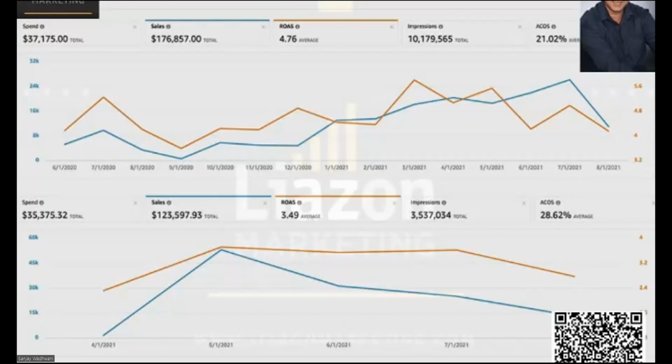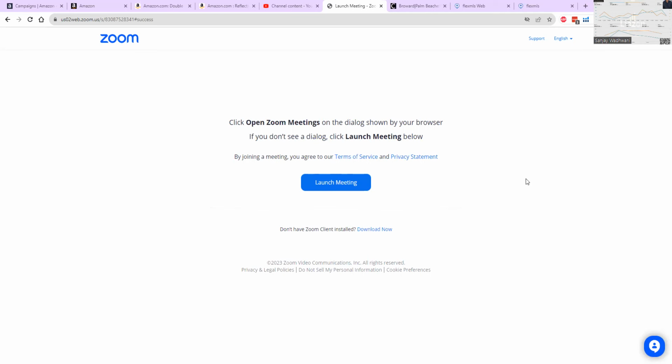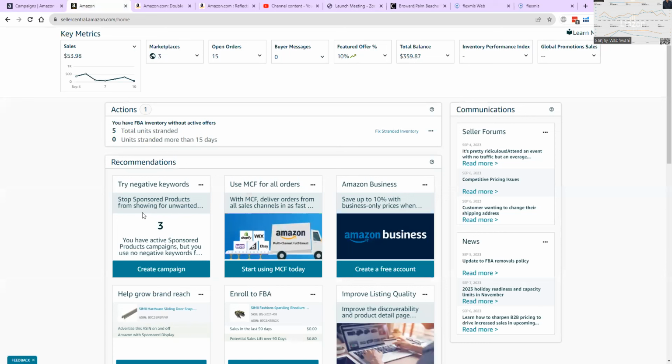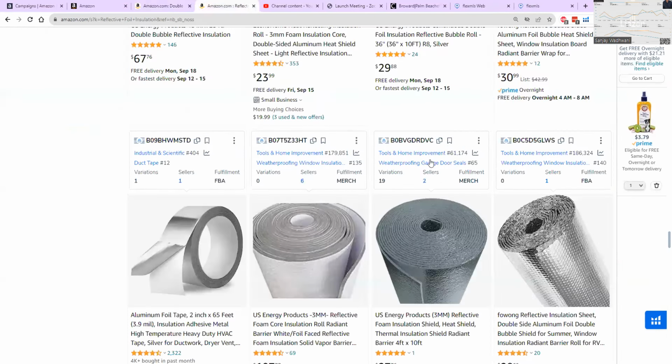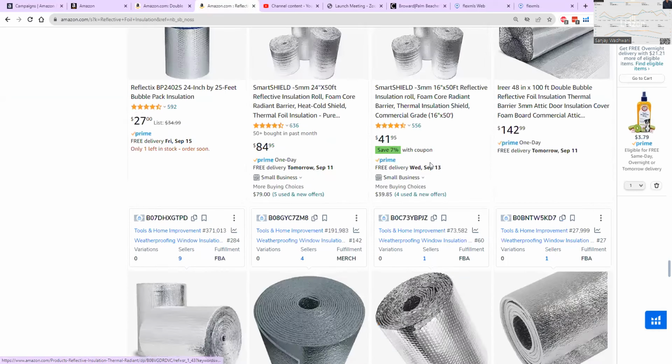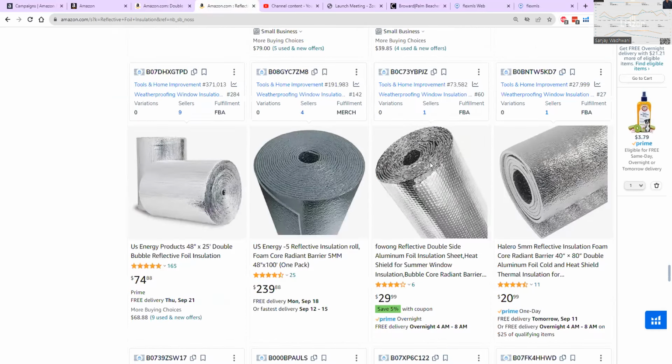So, a lot of questions being asked. I'm on Facebook, and I get a lot of questions from there. But if Amazon says that you need to try negative keywords, should you or should you not? Well, let me tell you what a negative keyword is. For example, if you are selling this reflective foil insulation, anything that's not related to this product is known as a negative keyword. But let me tell you something about a recent test that I just performed.